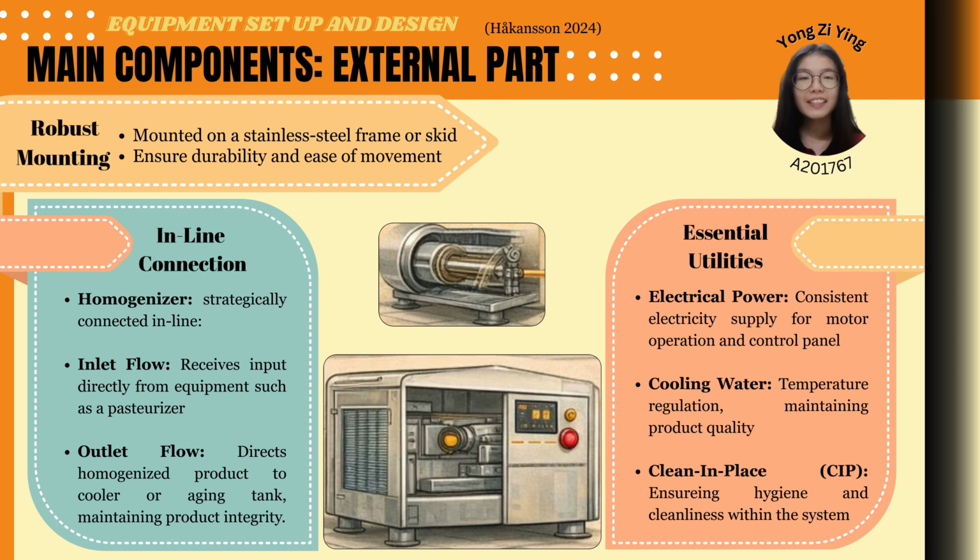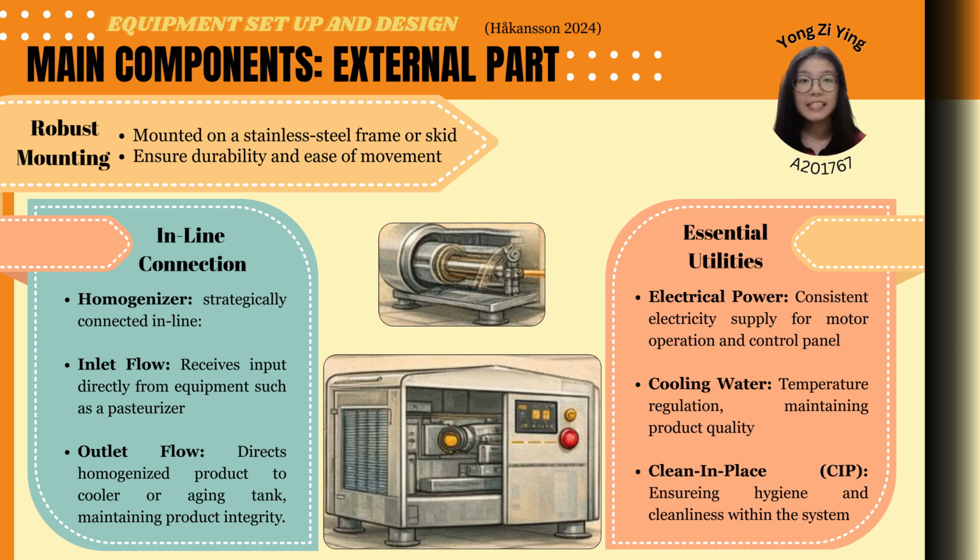Next is the inline connection. The homogenizer is strategically integrated into the processing line. At the inlet, it receives product directly from upstream equipment such as a pasteurizer, ensuring continuous processing. At the outlet, the homogenized product is directed to downstream equipment like a cooler or aging tank, helping to maintain product integrity and consistency throughout processing.